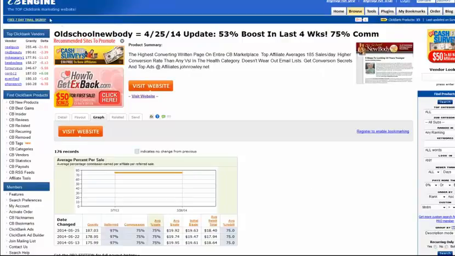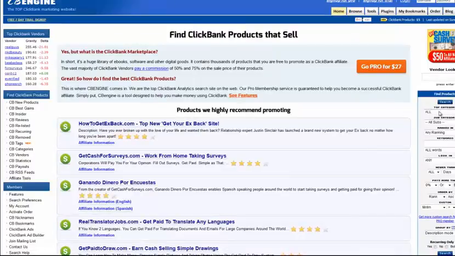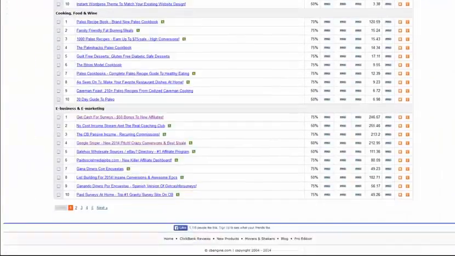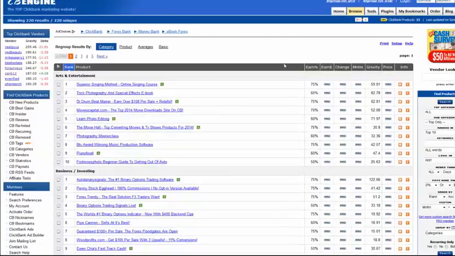So just as a reminder, that's going over to cbengine.com, top category, top only, going down here, top 10, and then you're just going to pick categories and press search. That's going to give you a nice overview of all the different products in all the different categories that you could possibly go and promote.